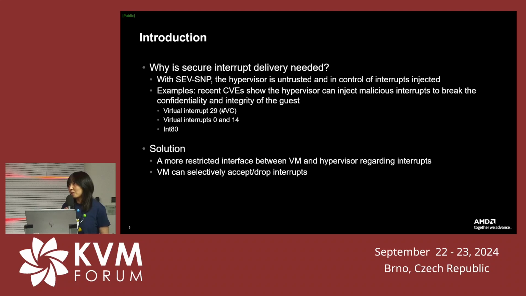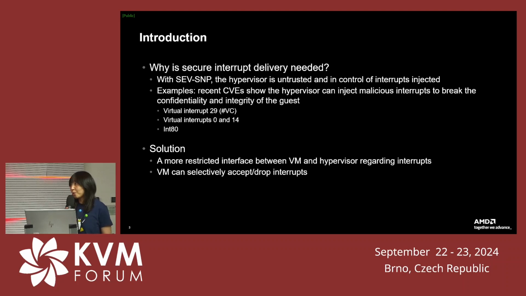There are already some attack examples. Take one example. The malicious hypervisor can inject interrupt 29 at any point in time. It can trigger the #VC handler and control the value in the exit reason register. These are very powerful primitives for the attack. So it can break the confidentiality and the integrity of the guest. We can see the problem is pretty severe.